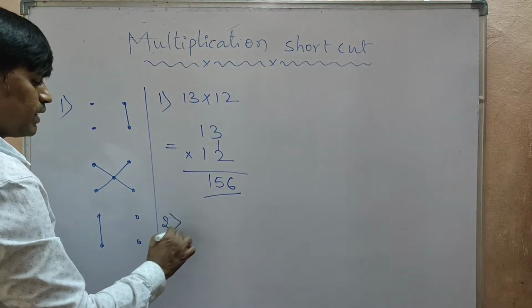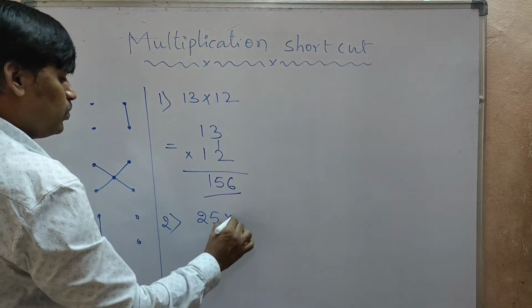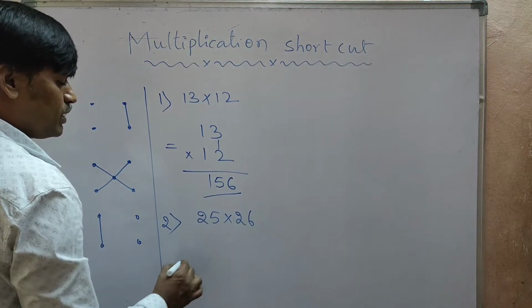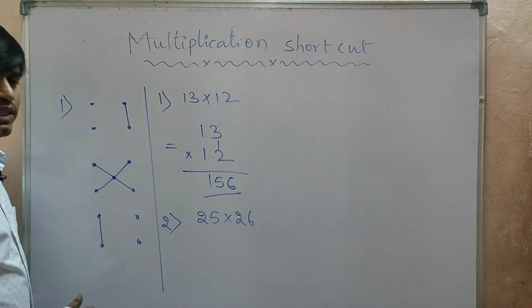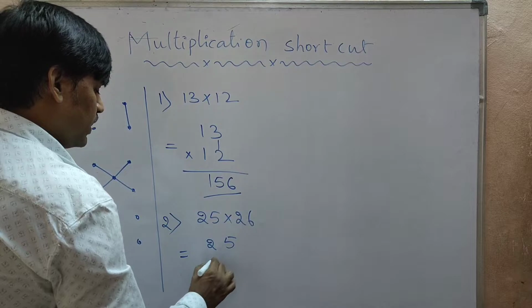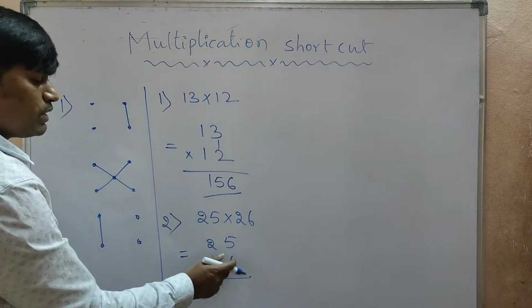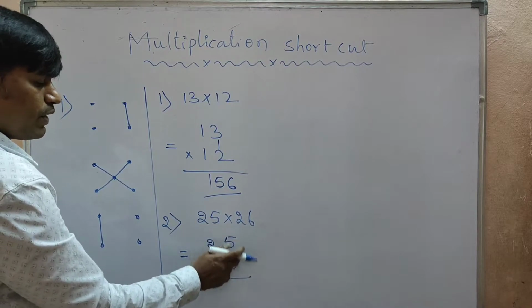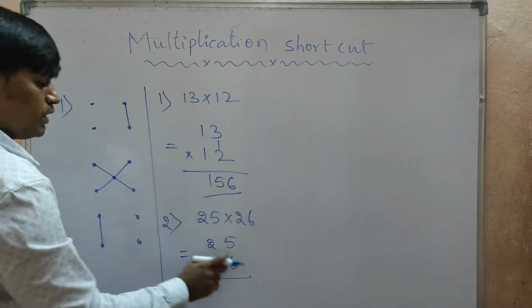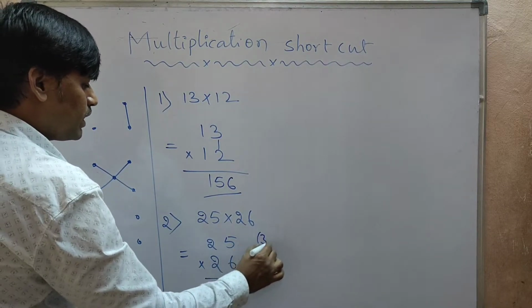Now the second one I am taking. What is that? 25 into 26 is equal to how much? You can observe here 25 next to 26. Here you can take multiplication. 6 5s are 30, so I am taking 0 here and 3 as carry.